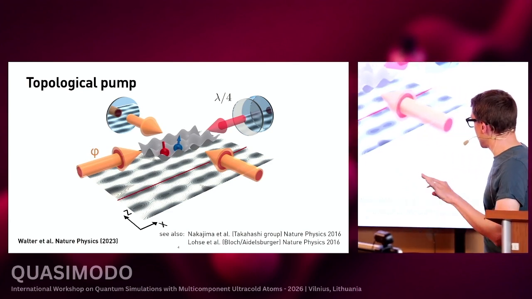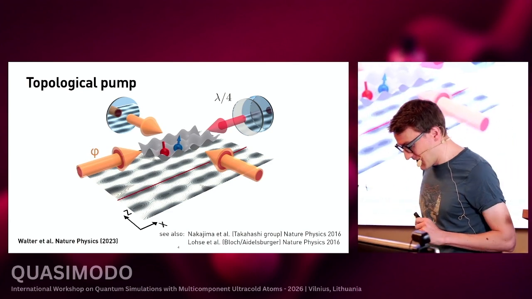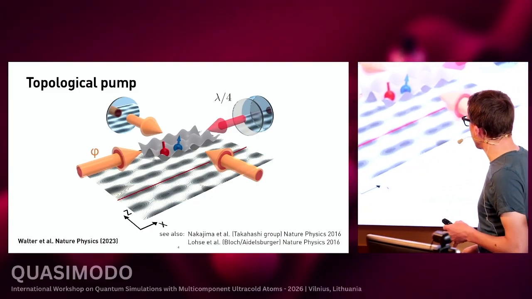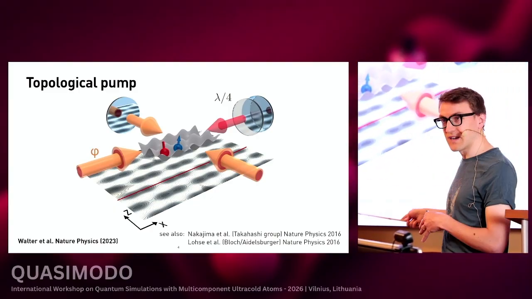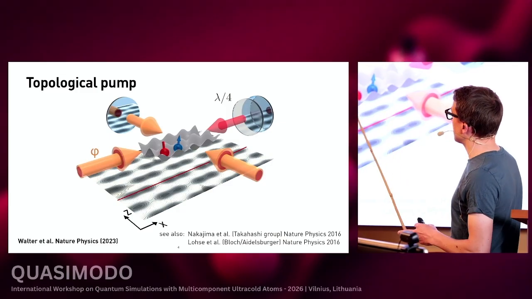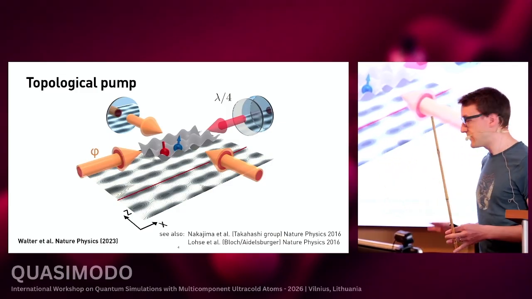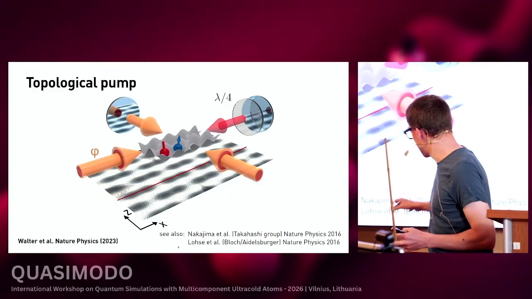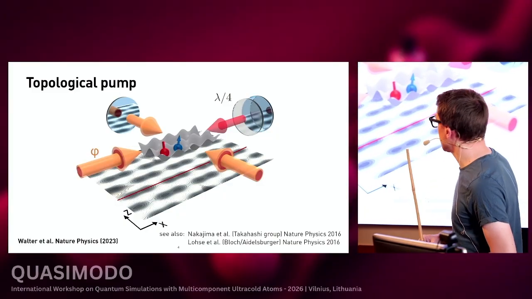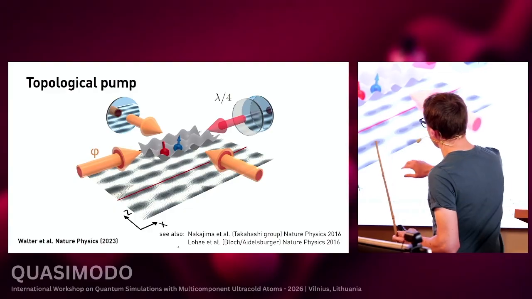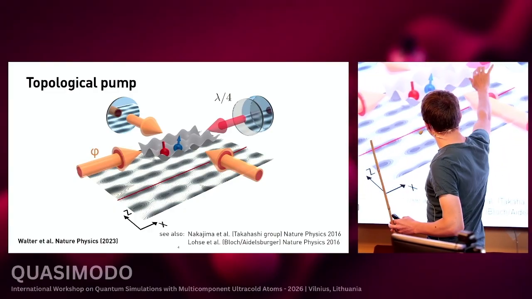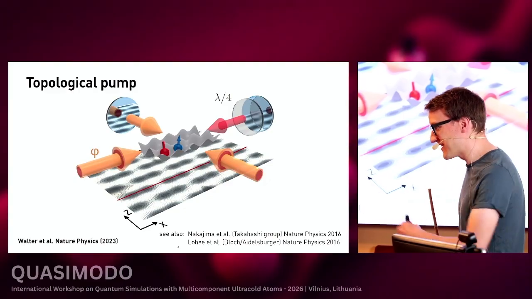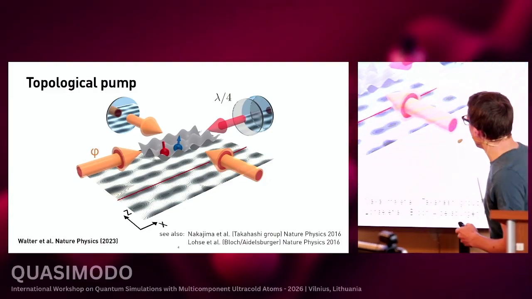And the main ingredient that we came up with is a more industrial way, so to speak, of moving particles around. This goes under the name of topological pumping, which we didn't invent. There were beautiful experiments before in the Takahashi group and also by Immanuel Bloch and Monika Aidelsburger. So a topological pump is something where you can move atoms through a lattice, or electrons, or anything really, maybe even excitations or phase transitions.